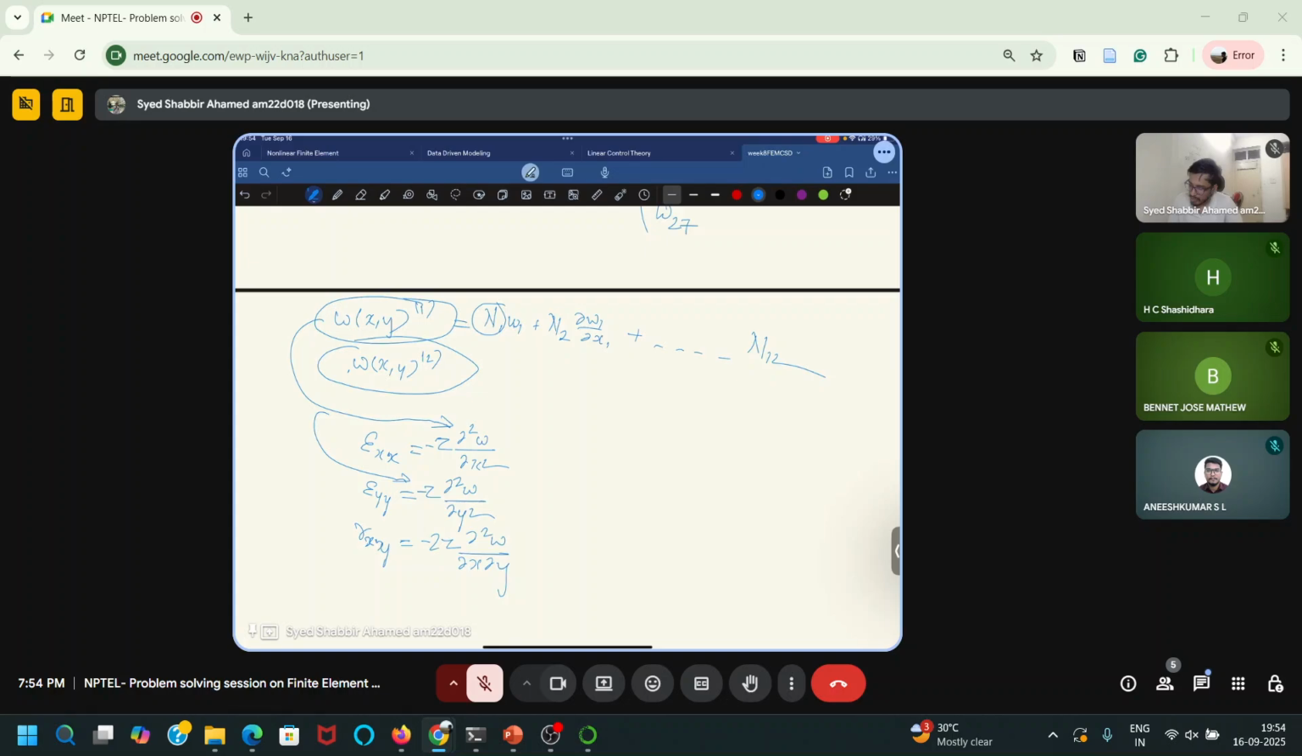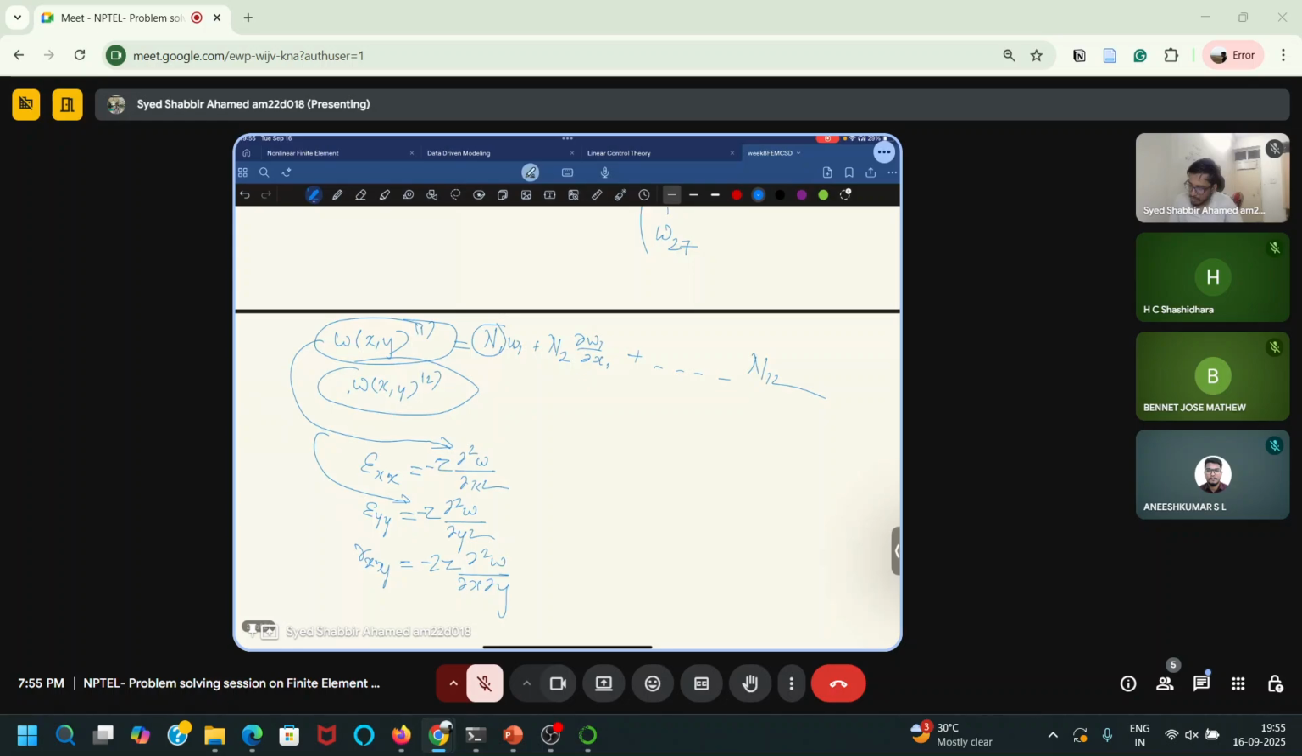Then here the nodal displacements are already given. For fixed nodes, this will become zero. And for the free nodes, they have given the nodal displacements for element 1 and element 2. Substitute those. You substitute N1, N2, and so on, and also substitute the displacements which are already given.